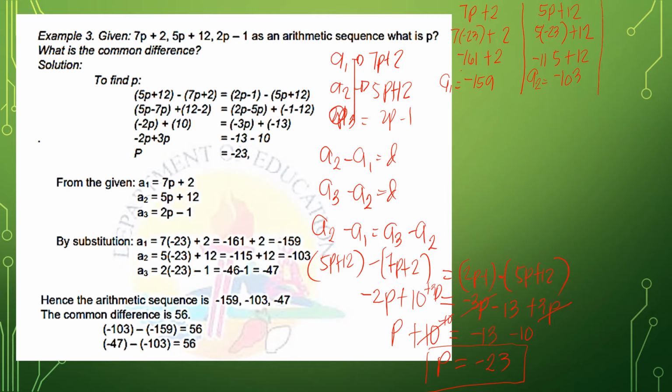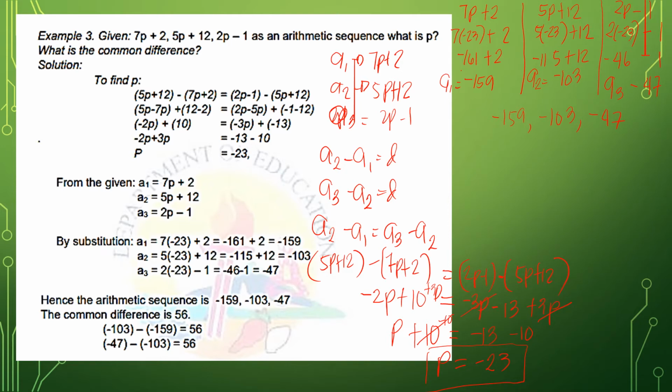For the third term, 2p minus 1, substitute negative 23 to p. So, 2 times negative 23 minus 1. 2 times negative 23 is negative 46 minus 1. Negative 46 minus 1 is equal to negative 47. This is your third term. So the sequence will become negative 159, negative 103, negative 47.